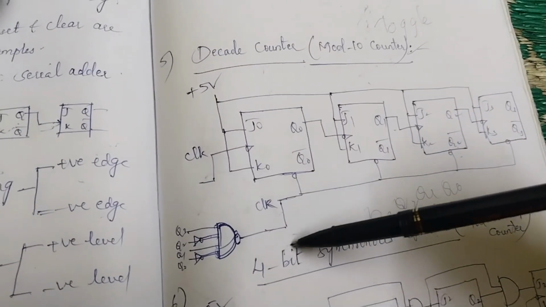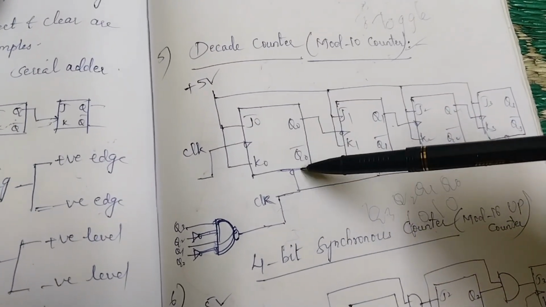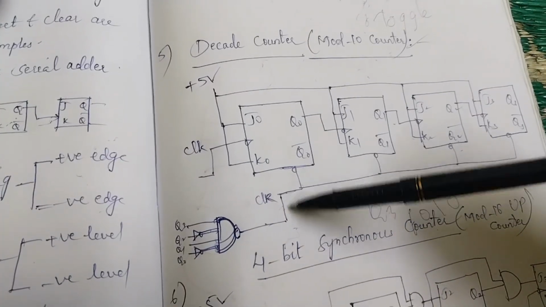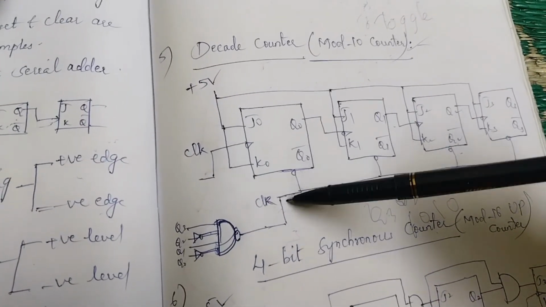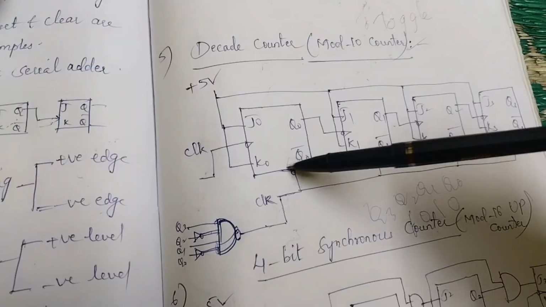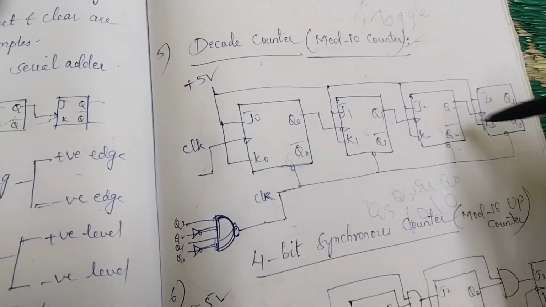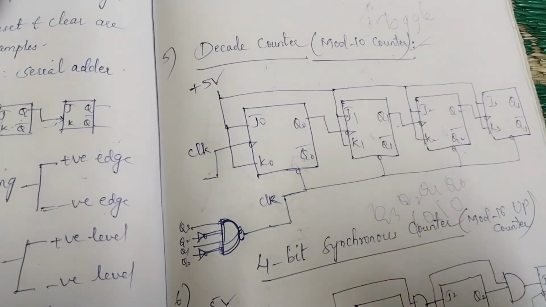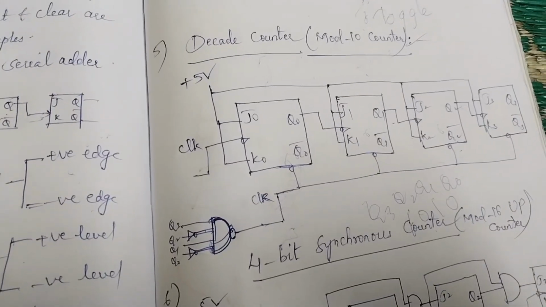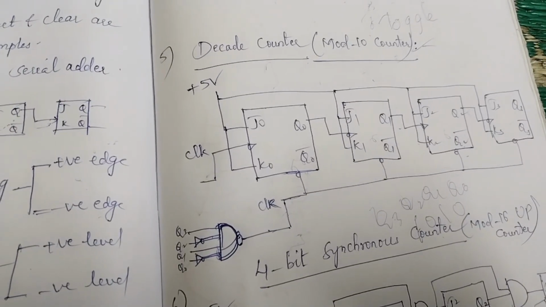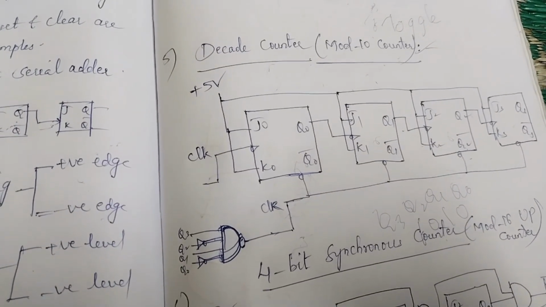The output of this NAND gate we apply to the clear signal, so that whenever it receives the 10th clock pulse, the clear signal gets activated and it resets the output of all these flip-flops to 0000. That's how it behaves like a decade counter. That's the reason I have drawn this decade counter immediately after the 4-bit asynchronous counter.